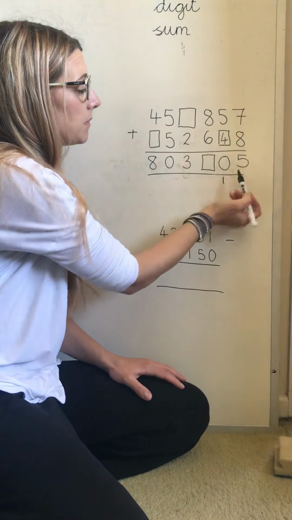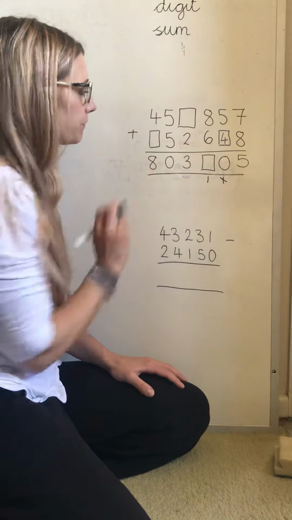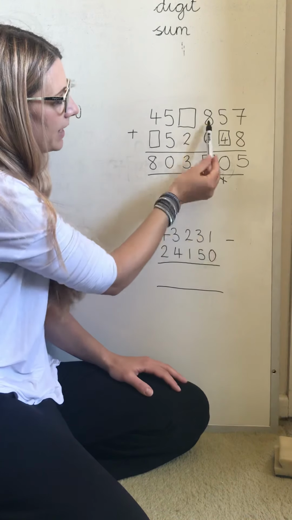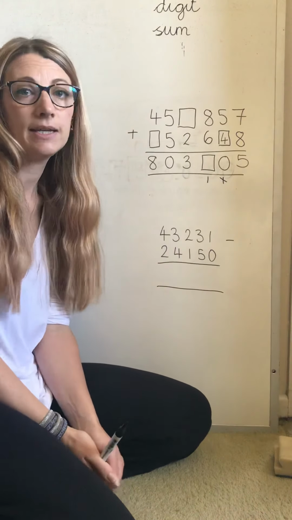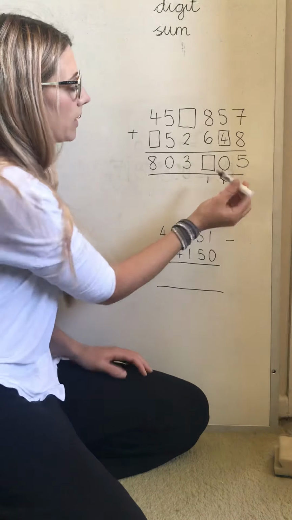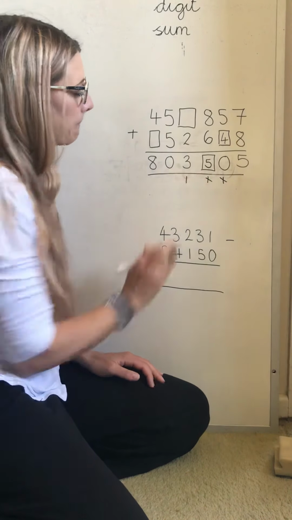So that now works, but because that's made a 10, we would then carry another 1. We'll cross that one off. So now we've got 8 plus 6 plus 1. Now I know that 8 plus 6 makes 14, plus 1 is going to make 15. So again, I'm going to carry that 1.